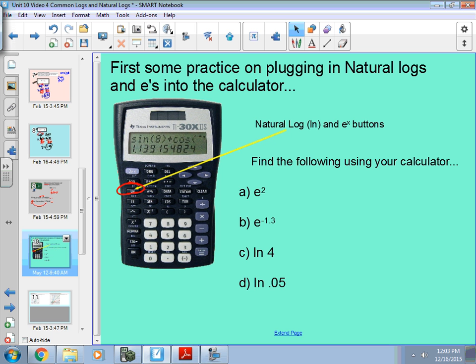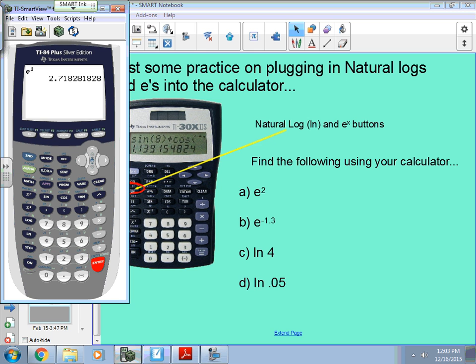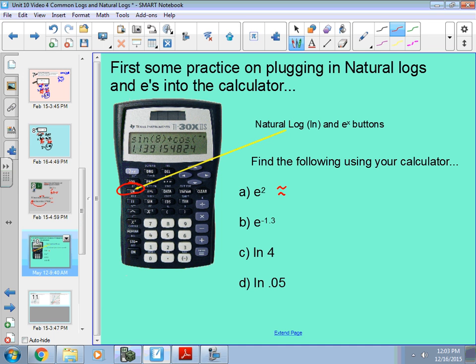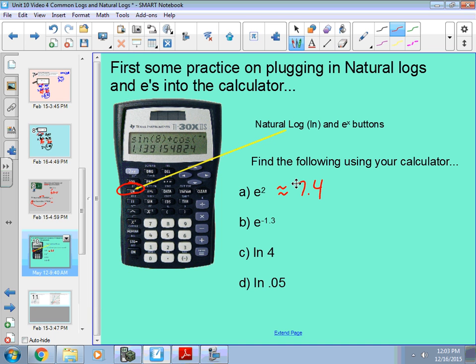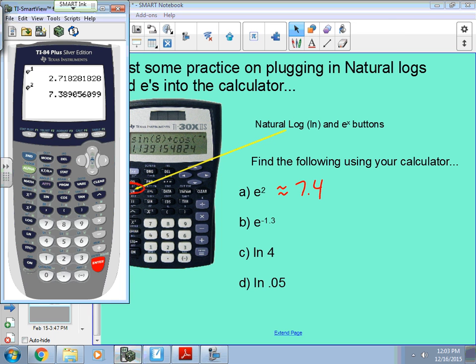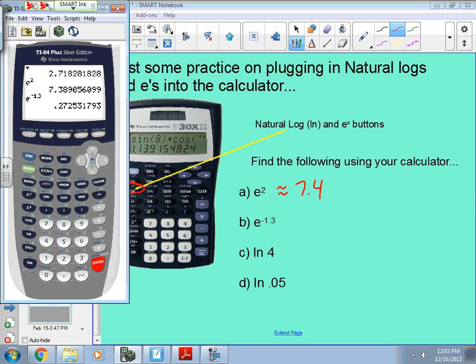So if you want to do e to the second power, go on your calculator, find your e. On a TI-84, you're going to have the second button and then your natural log button, and hit the exponent of 2, and you can get it. Looks like it's about equal to 7.4. We'll round off here. e to the negative 1.3, you do the same thing. Select that exponential e, the natural number, and then type in negative 1.3 as your exponent. Hit equals, and it looks like it's about 0.27.